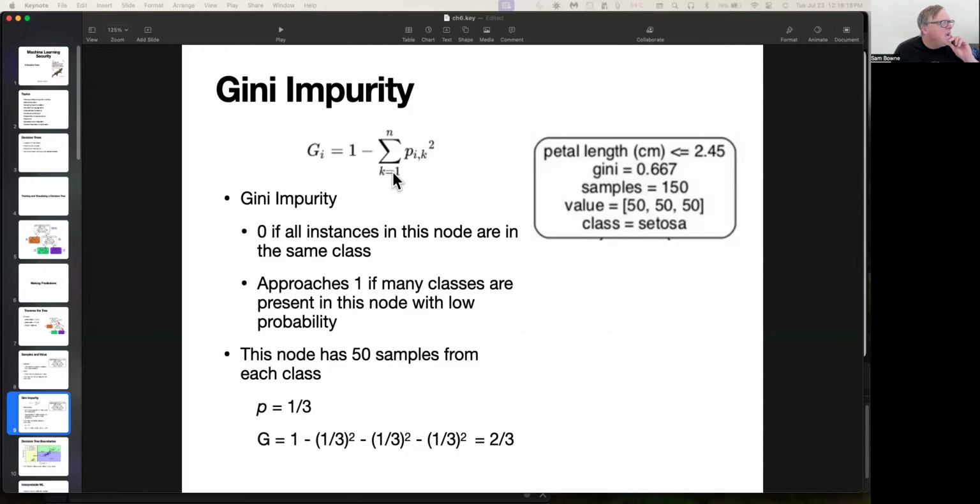Okay, right. G_i is the Gini impurity. This is node number i. So k is the important thing. These are the probabilities.